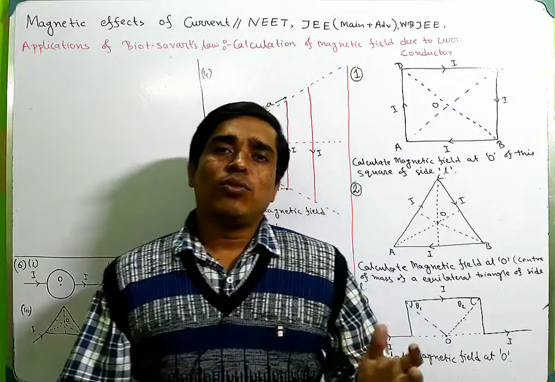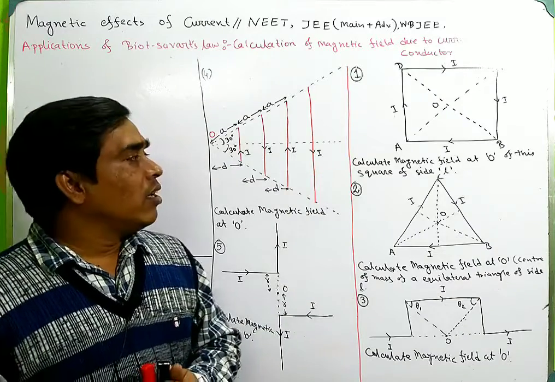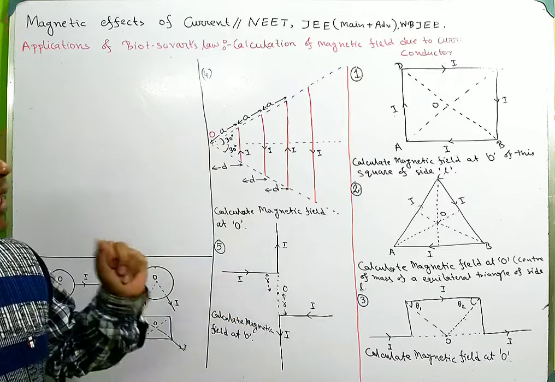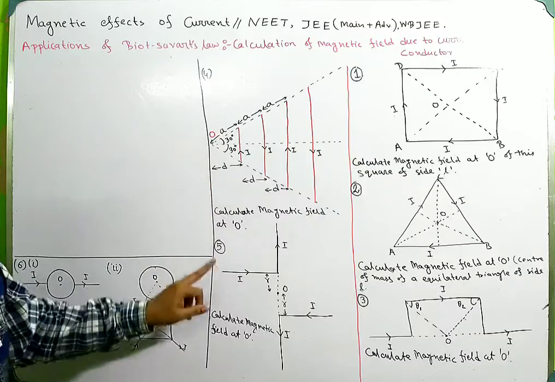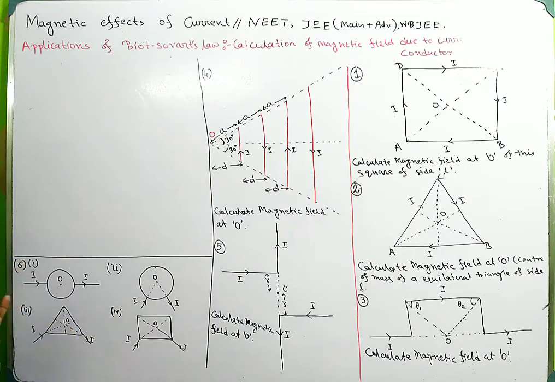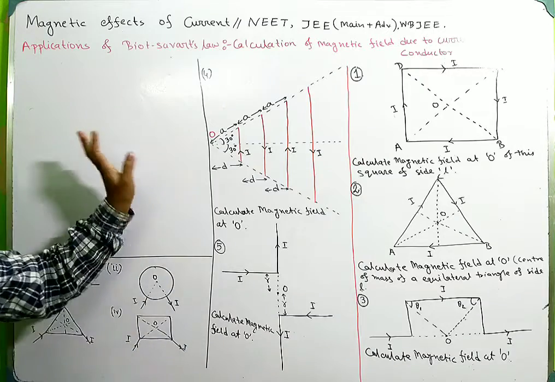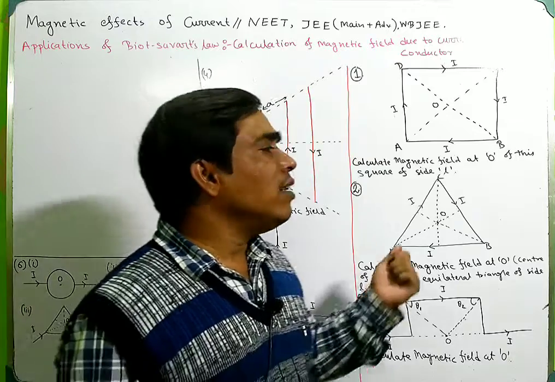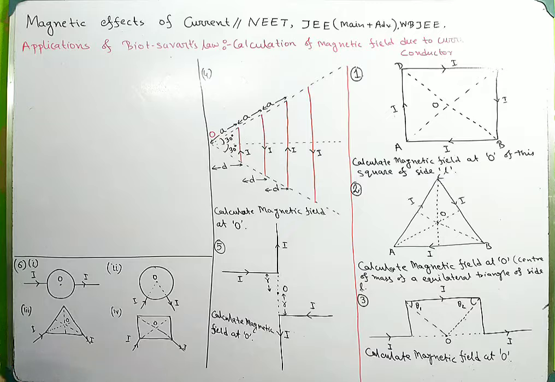Hello friends, today we will discuss this problem. In all the cases you have to calculate the magnetic field at point O. So how to calculate this magnetic field? By using the Biot-Savart law, you can easily calculate the magnetic field at point O. So how to apply this Biot-Savart law?